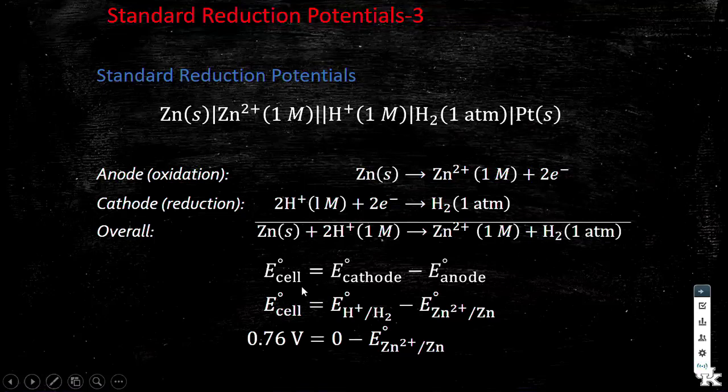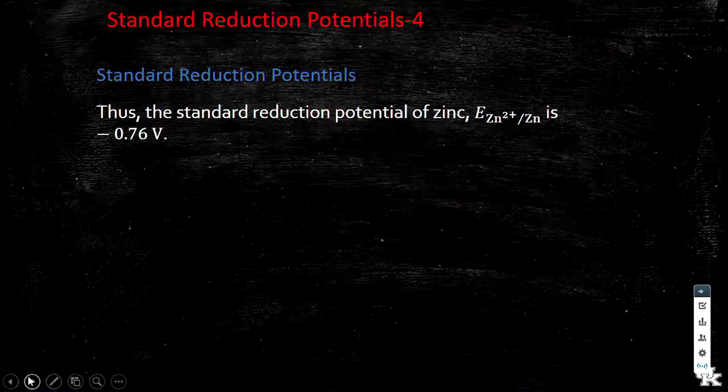Here's what you need to know for your homework. The standard cell potential is equal to the standard cathode potential minus the standard anode potential. It's always cathode minus anode. So when we subtract these 2, and we know this one is 0, it's 0.76 volts for just the zinc. We said this one's 0 for the standard hydrogen. That's our reference point. That's what it is for the zinc. We do the same thing for the copper.